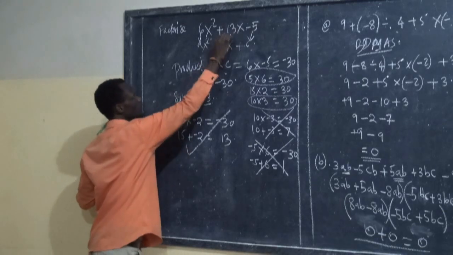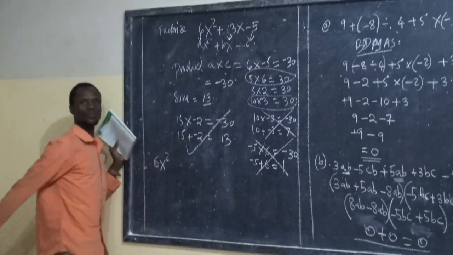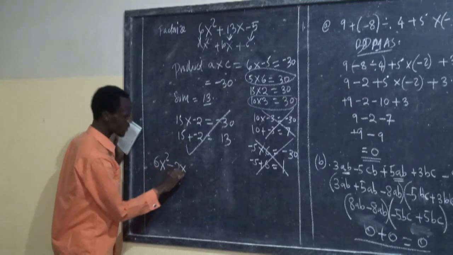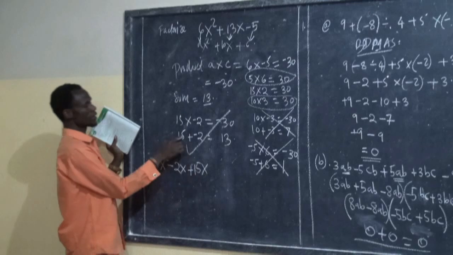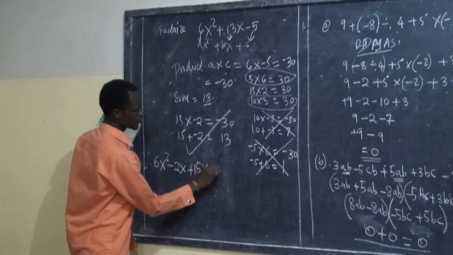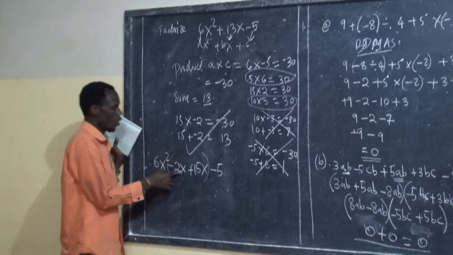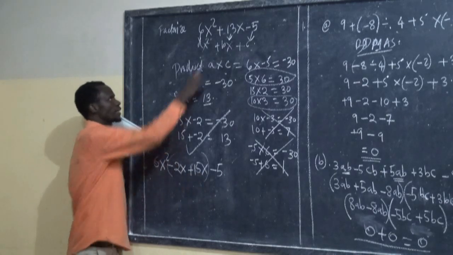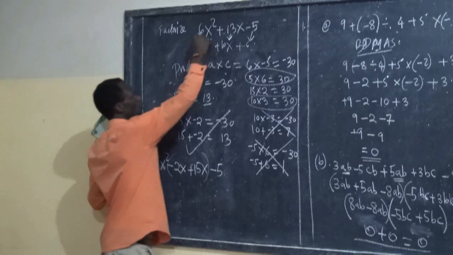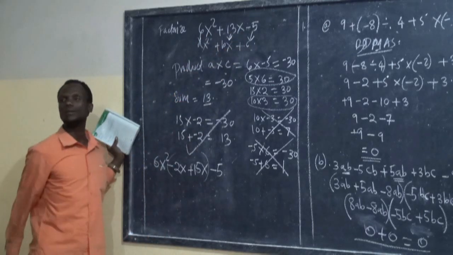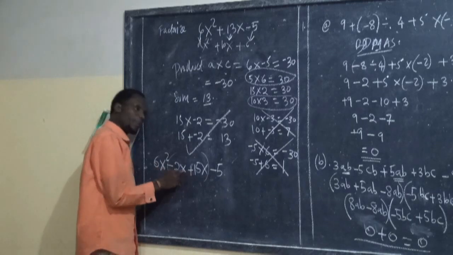We come to here. Then we take 6x squared, then negative 2x, then positive 15x, then negative 5. Now put together negative 2x and positive 15x, it is 13x. So this expression is not different from the original, it is the same thing. But what is the difference now? We have split the middle term.